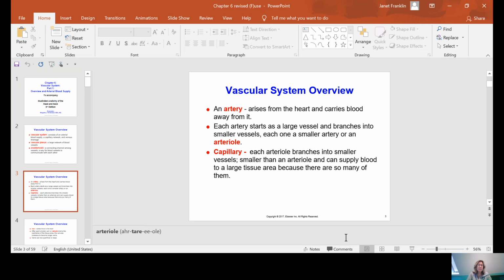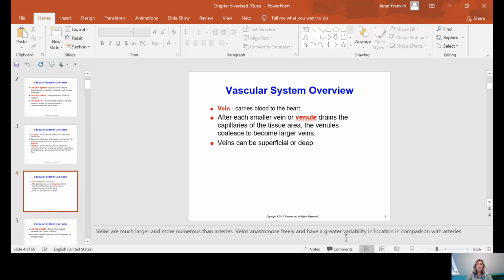Artery, away. So arteries carry blood away from the heart. Each artery starts as a large vessel and branches into smaller arterioles. Capillaries: each arteriole branches into even smaller vessels, which are called capillaries. So you've got the artery, you've got an arteriole, and then you've got capillaries coming off of that, and they carry blood away from the heart.